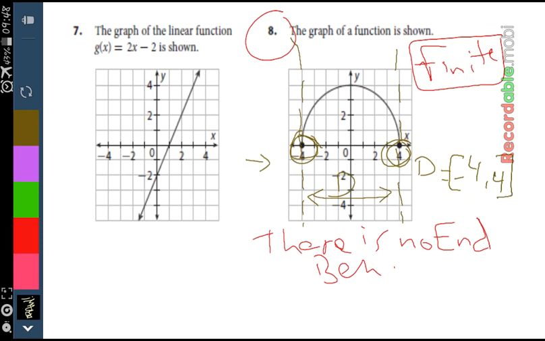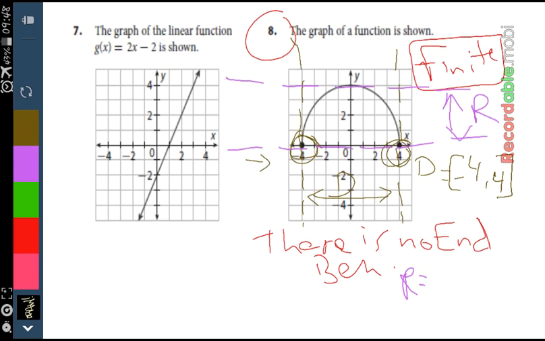In order to find the range for the function, we are going to draw perpendicular lines to the y-axis at the starting point of the function, this point, and another dashed line at the ending point of the function, this point. So this distance is defined as the range of the function.